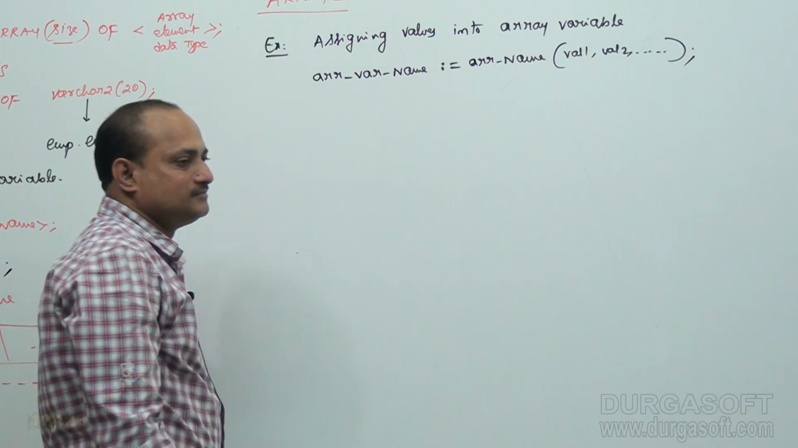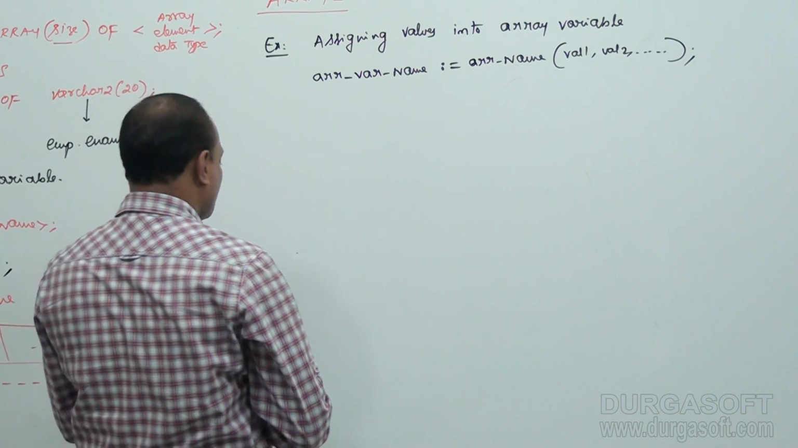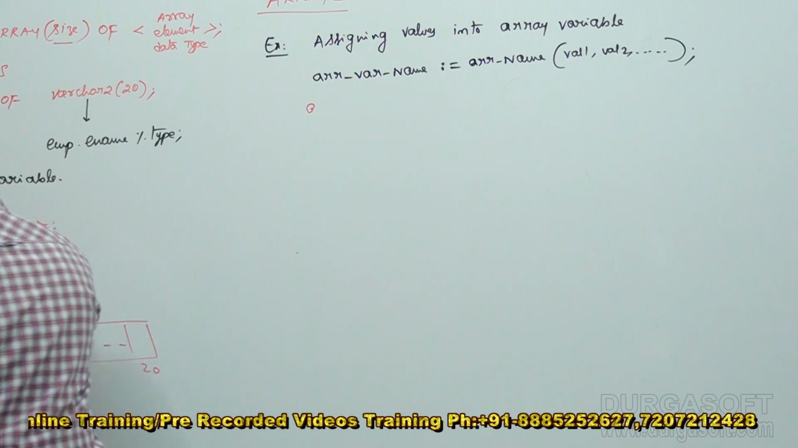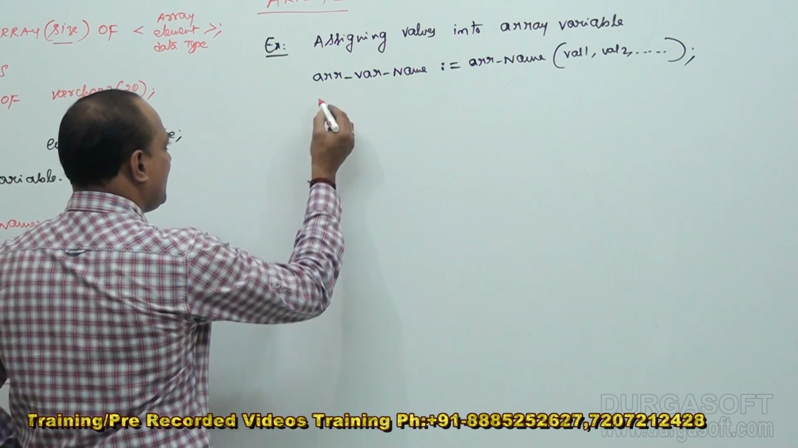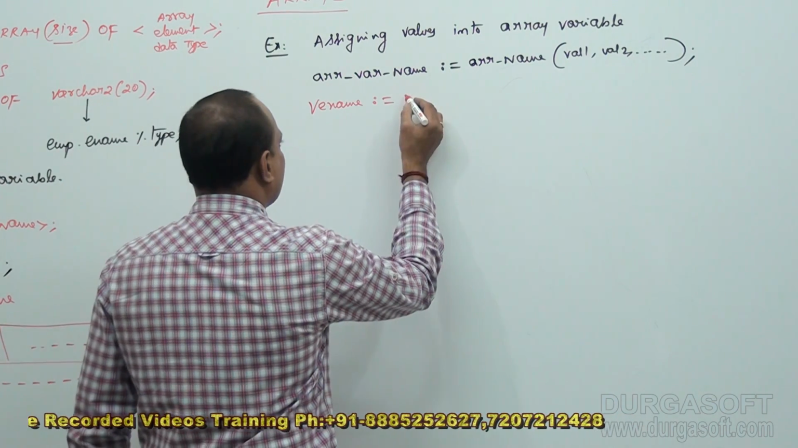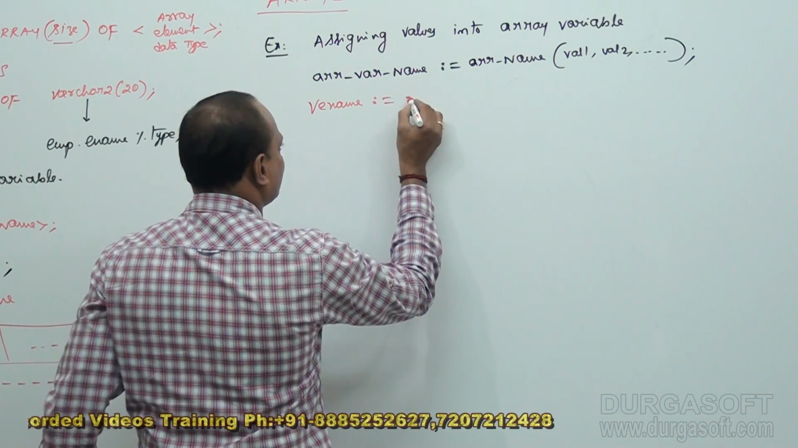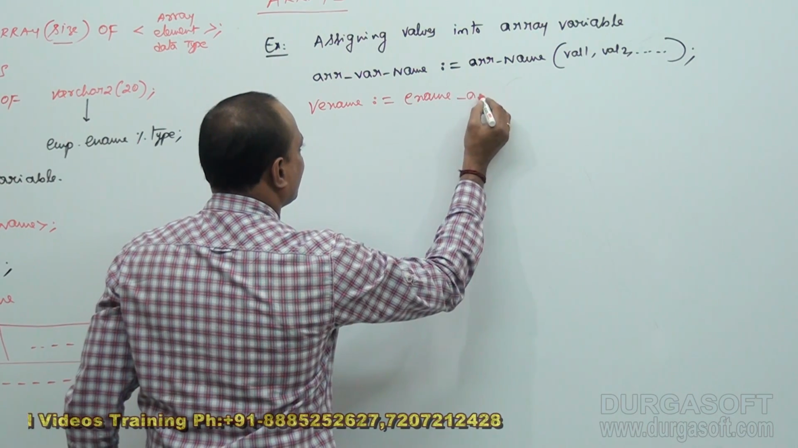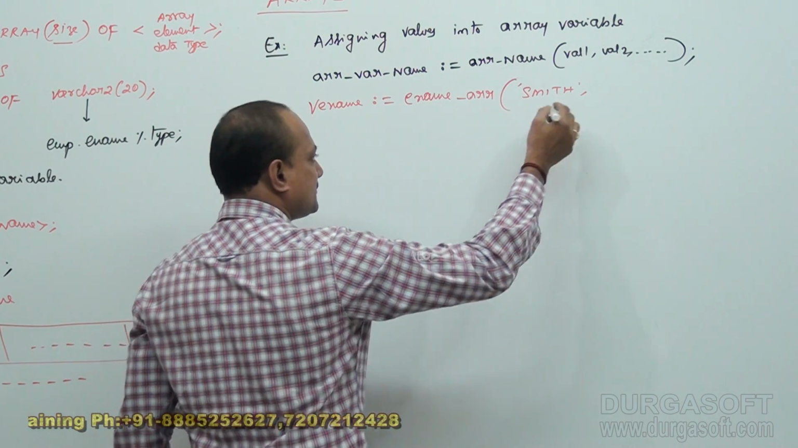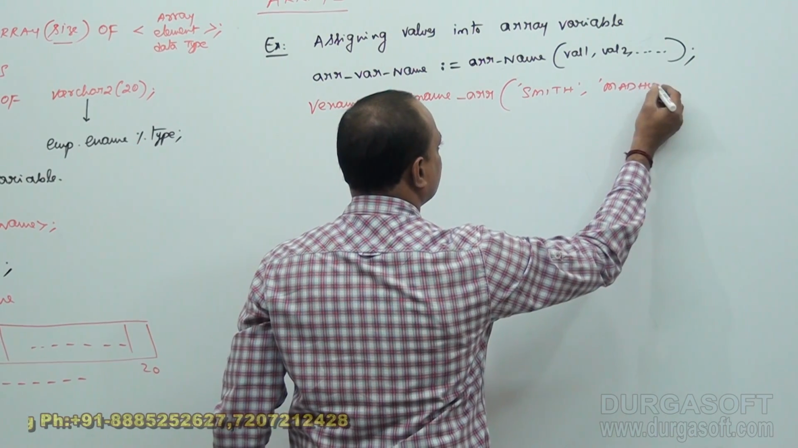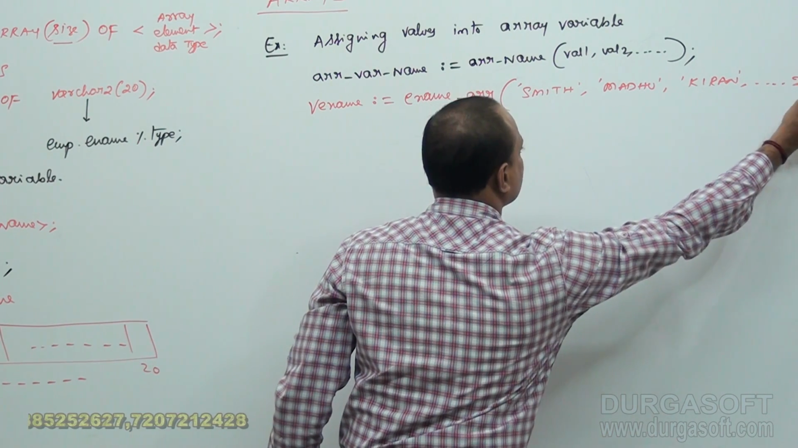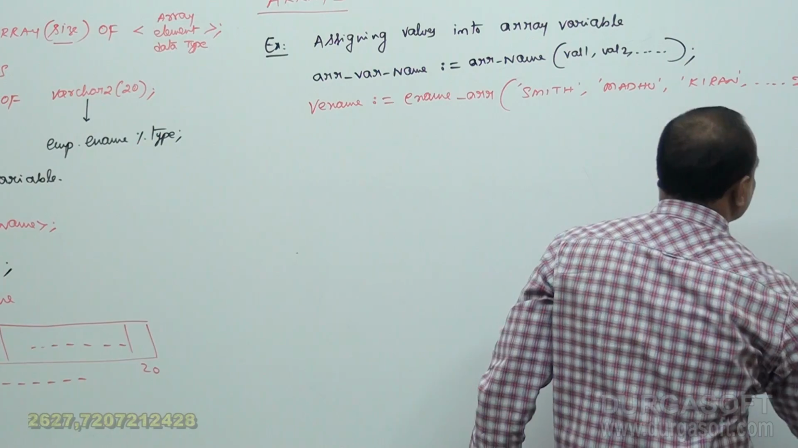Remember this. Okay. Now how should I assign? I want to store employee names. Array variable name. What is the variable name here? V ename. V ename is equal to array name, ename array of, here just store the values, Smith, Madhu, Kiran. You can store maximum 20 values. Remember, you can store maximum 20 values.